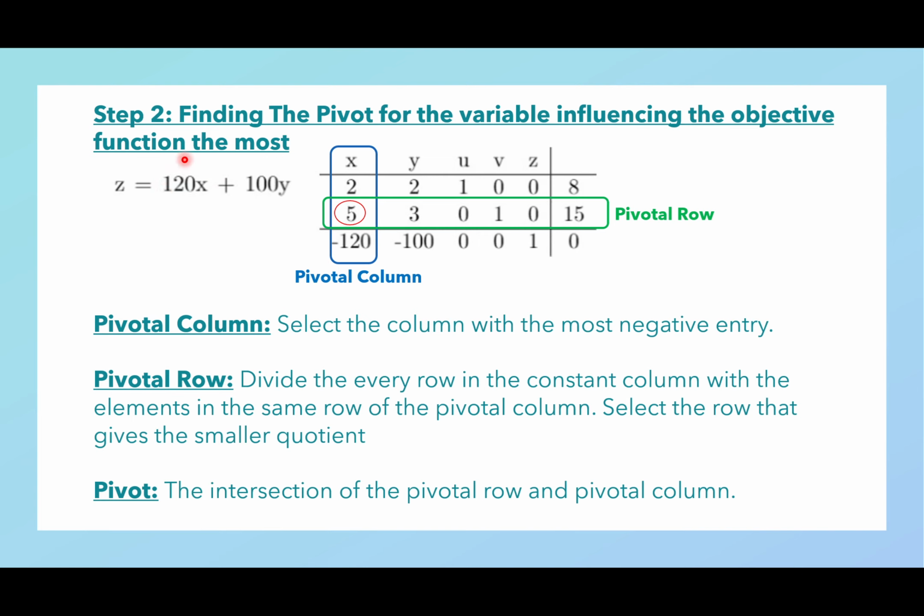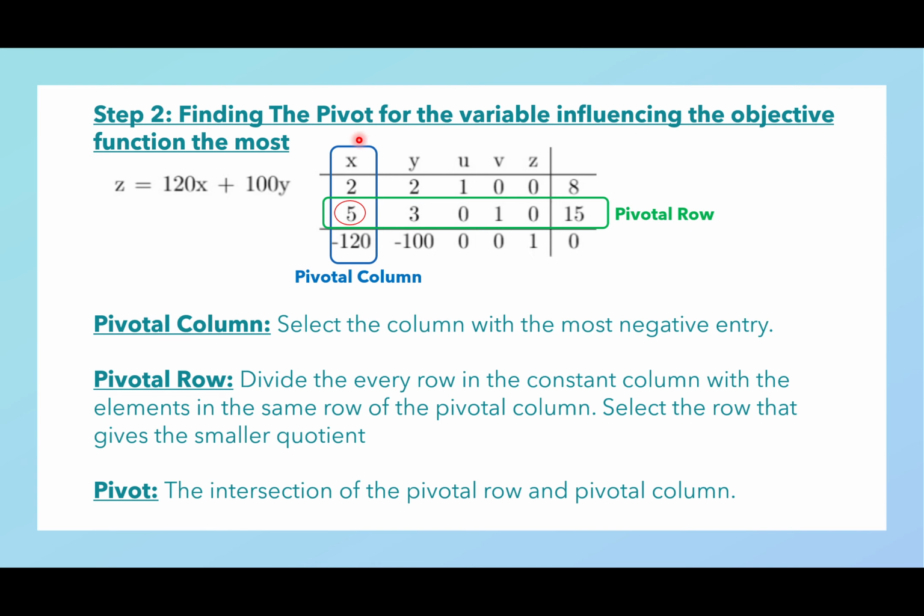So clearly, if you have any small change in x, it can significantly change the overall output of z, right? So clearly, x is the variable that influences the function the most. Now you mark this column as the pivotal column. You can also select the pivotal column by looking for the most negative entry in the objective row.